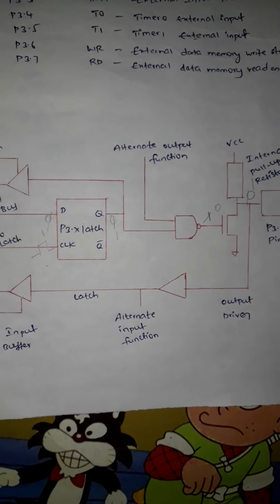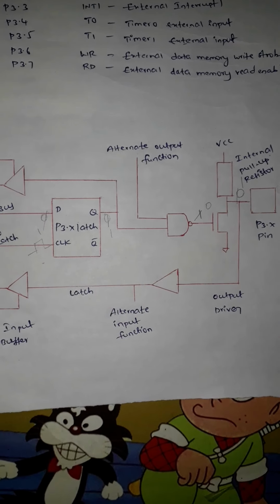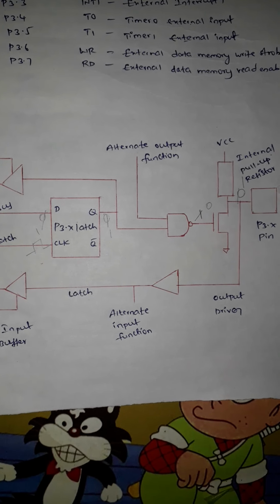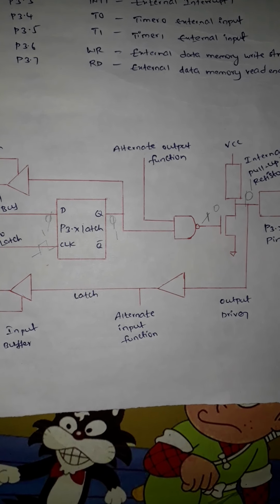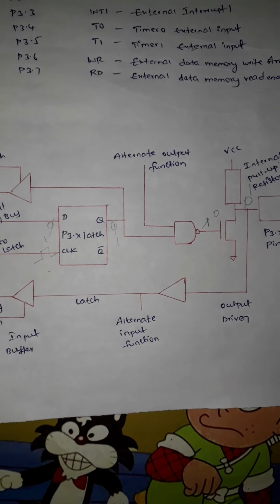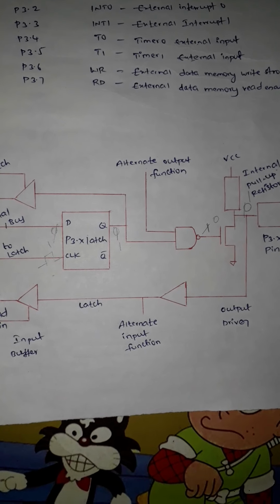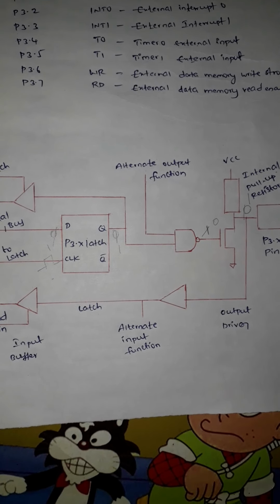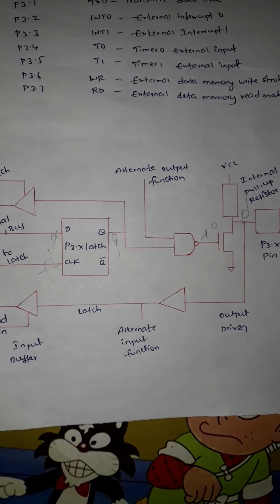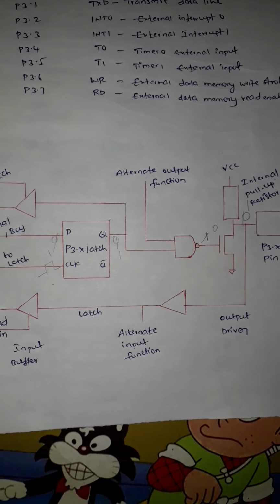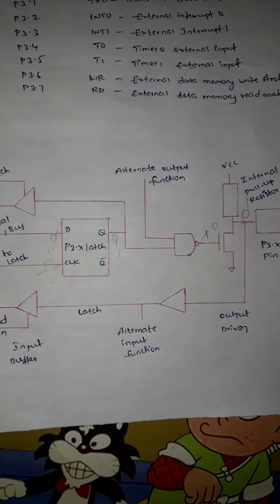So port 3 is simply used as an IO port, and it also has different alternate input and output functions. So it can also be used for different input and output functions. So that's all, friends. This is how we can use the parallel ports of the 8051 for accessing the port as an input port or output port for connecting the input or output devices.